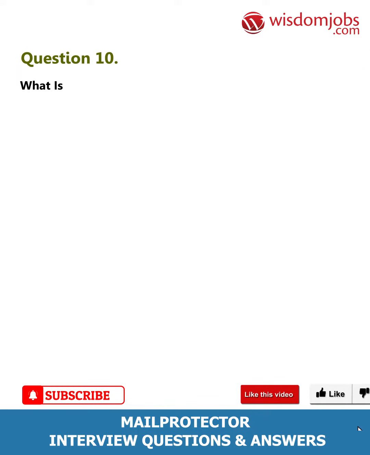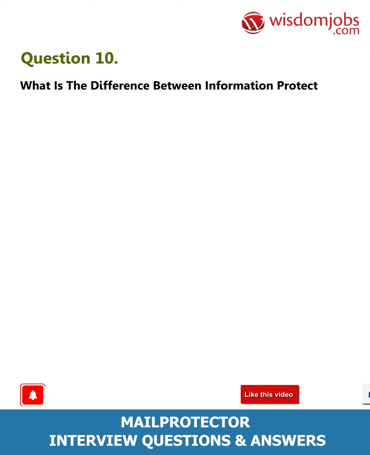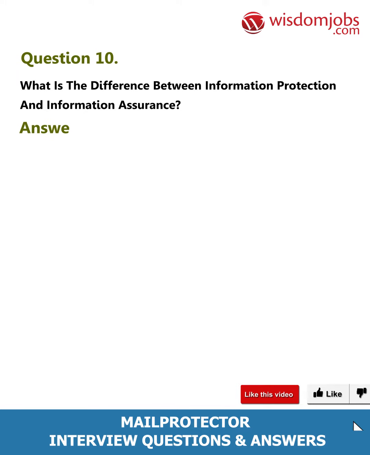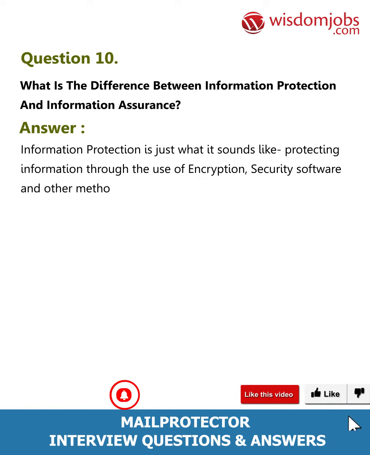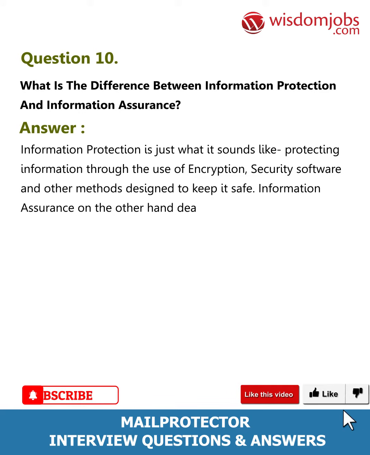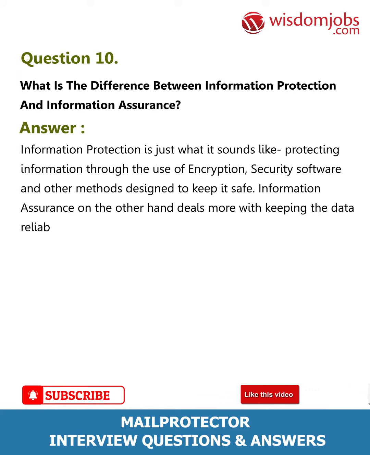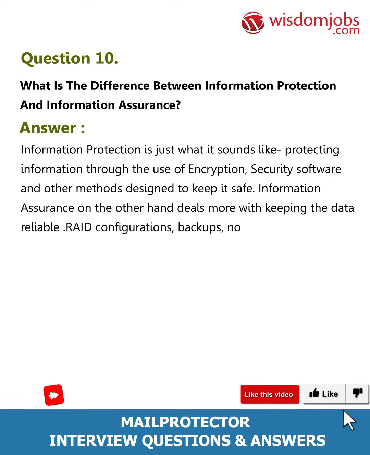Question 10. What is the difference between information protection and information assurance? Answer. Information protection is just what it sounds like, protecting information through the use of encryption, security software and other methods designed to keep it safe. Information assurance, on the other hand, deals more with keeping the data reliable: RAID configurations, backups, non-repudiation techniques, etc.